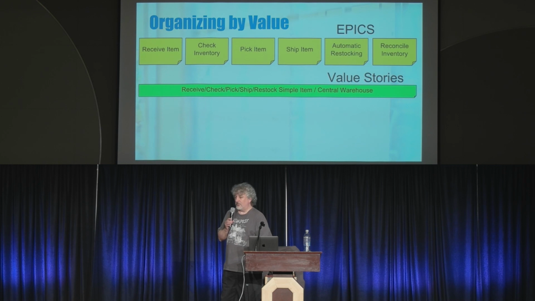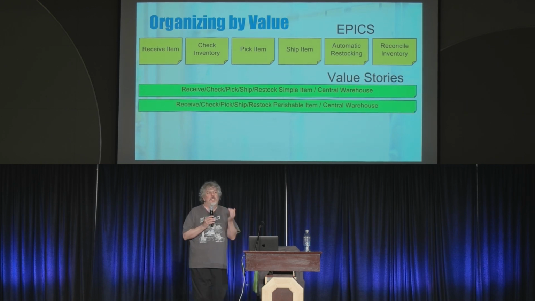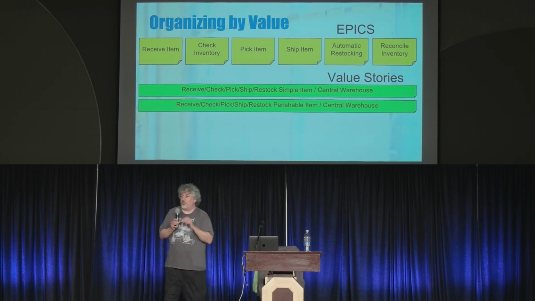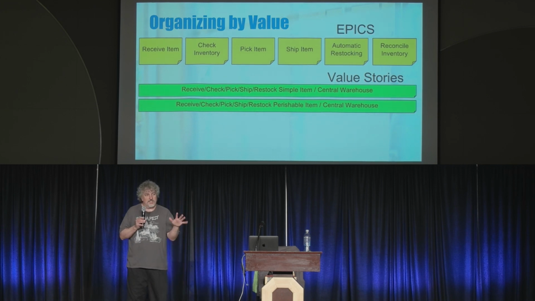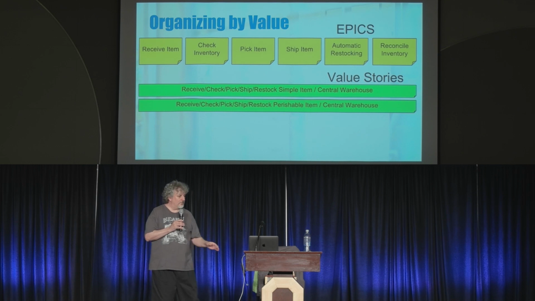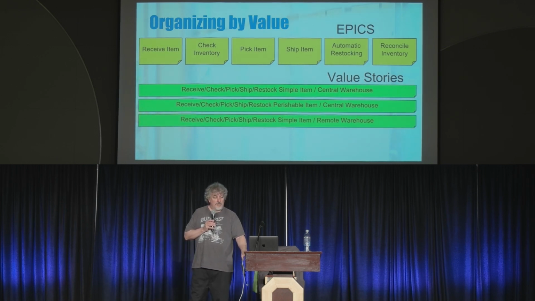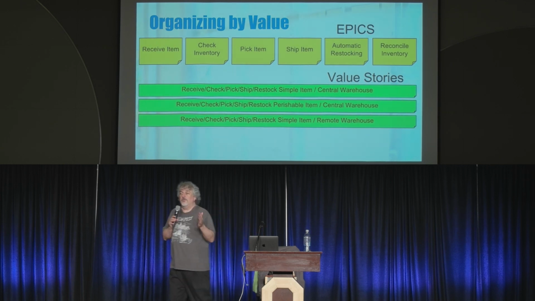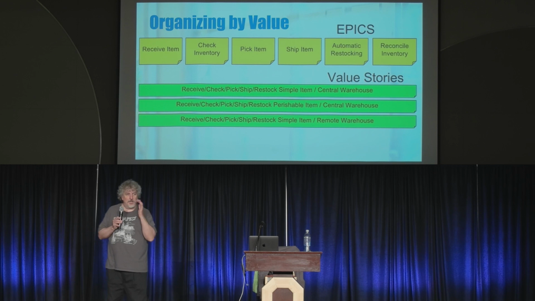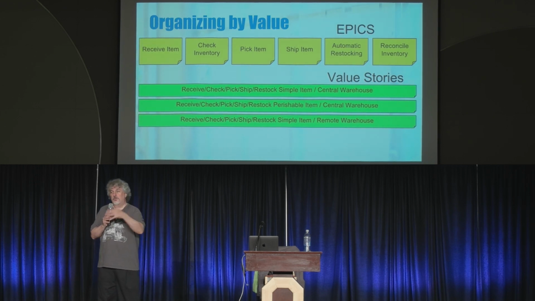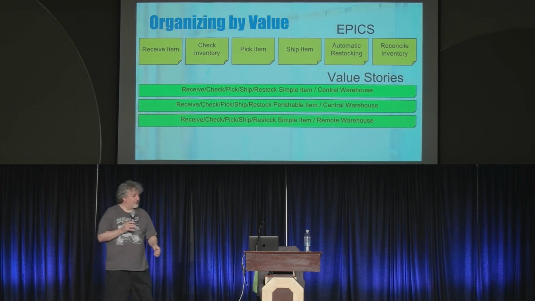So then once we've done a simple item, maybe then we can do a perishable item. Perishable items are still pretty simple, but they have a few specialties about how you can store them and how you ship them. And then maybe we do a simple item, but we do it for a different warehouse. Maybe there's one warehouse where it's a lot easier to do the software for, but the remote warehouses, you have to add some extra processing. So we'll add that to it.